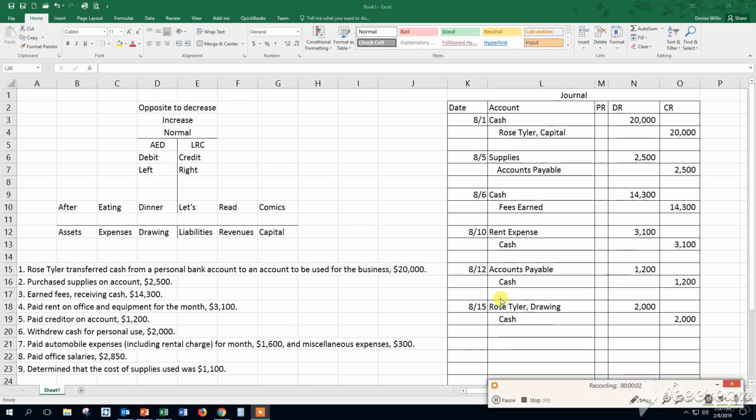Okay, we just finished the transaction withdrawing, so now we're going to come over here. It says paid automobile expenses for the month, $1,600, and miscellaneous $300. So we're actually paying two things at the same time in this one. We're going to take care of both of these expenses. Expenses have a what balance? They have a normal debit balance. So to increase the expenses, we will debit each one of those.